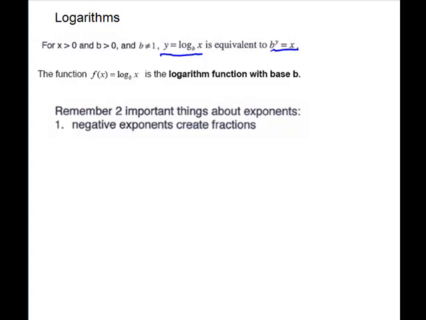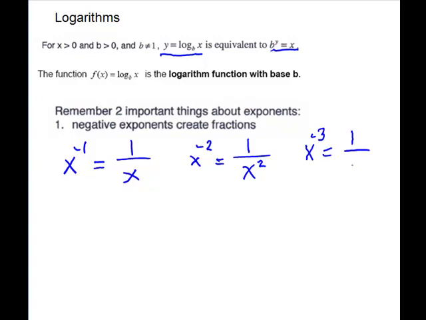Next, we have a couple of algebraic reminders about exponents. First, if something is raised to a negative power, like x to the negative 1, it is equal to 1 over x to the positive 1. If we have x to the negative 2, it is 1 over x to the positive 2. And x to the negative 3 is 1 over x to the positive 3. So if you have something to a negative exponent, remember it switches it to the denominator and changes the exponent to positive.